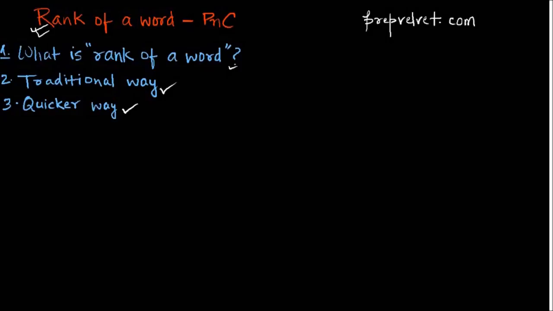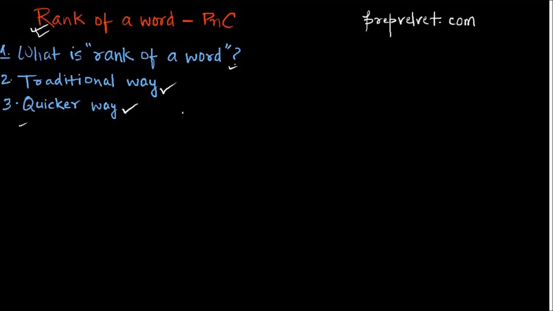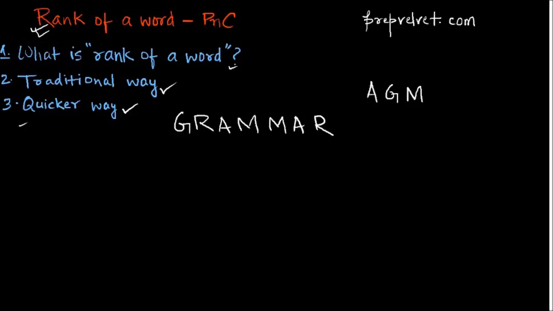You must be wondering why I am calling this a quicker way. Let's solve another example to know why. Find the rank of the word grammar. G-R-A-M-M-A-R. When arranged alphabetically, it will come out to be A, G, M and R. R is repeating twice, M is repeating twice and A is repeating twice.